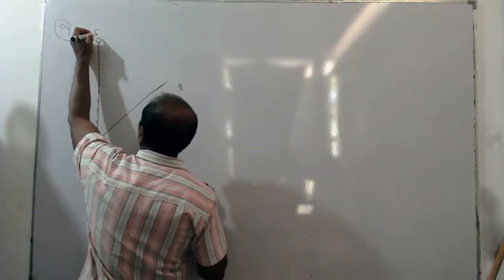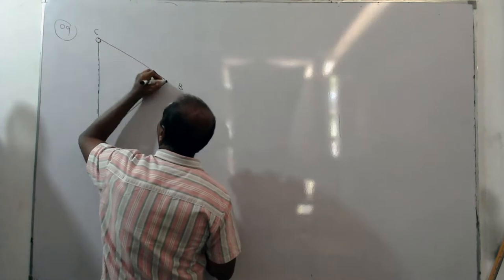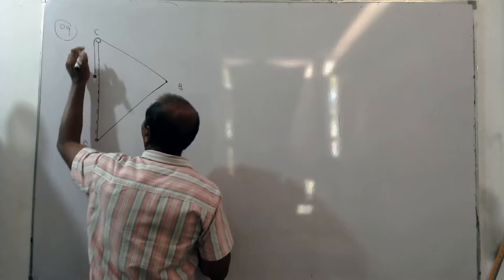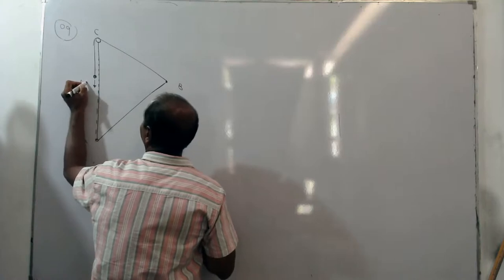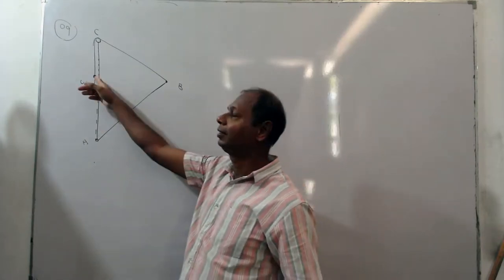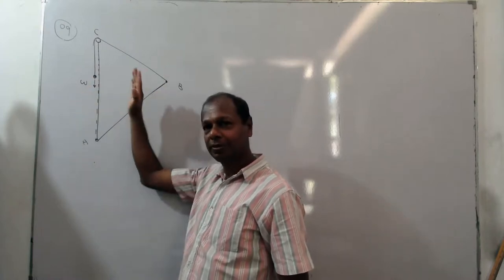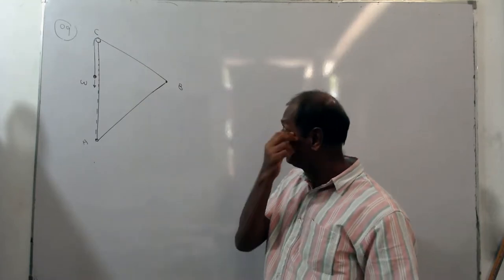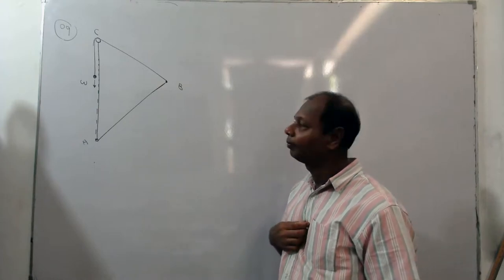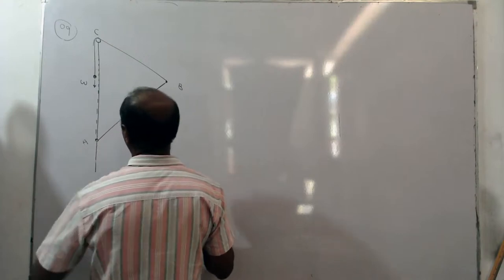One end of the string is attached to the end B of the rod, and the string passes over the pulley, then there is another weight hanging from the other end. Changing this weight W, you can change the equilibrium position of this rod. So that's the story. But you have to complete the diagram. Some more things to show in this. What are the things to mark in the diagram?